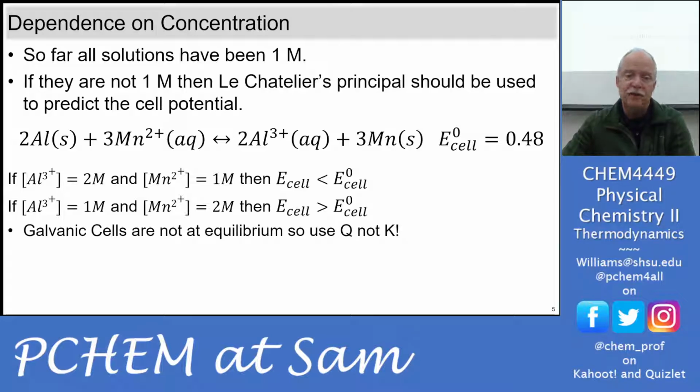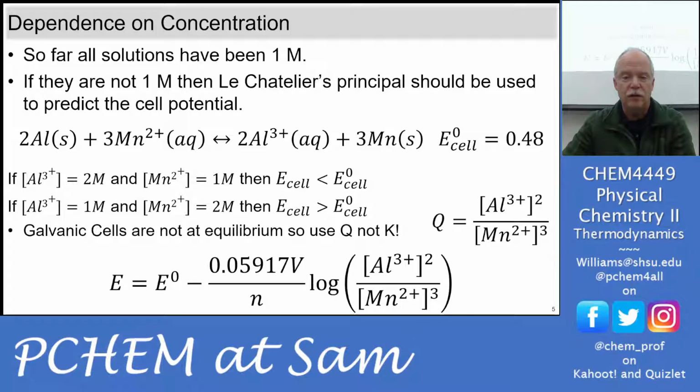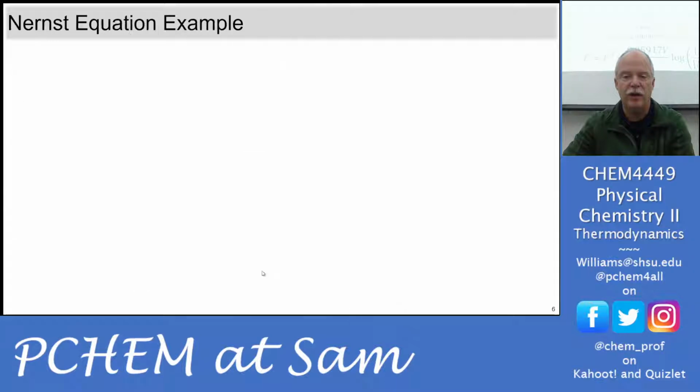So galvanic cells are not at equilibrium. We have to put in the actual concentrations, not the equilibrium concentrations. So this would be the full Nernst equation where we could put in those actual concentrations. And so let's do that. Let's calculate this sort of correction factor in the Nernst equation.